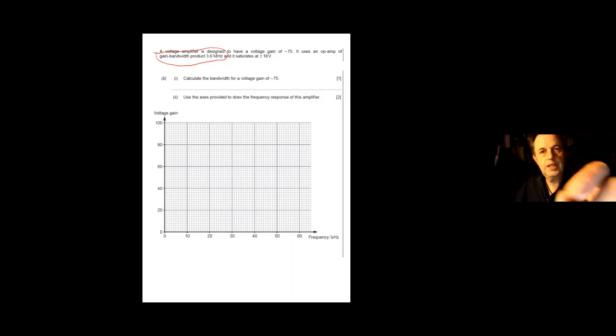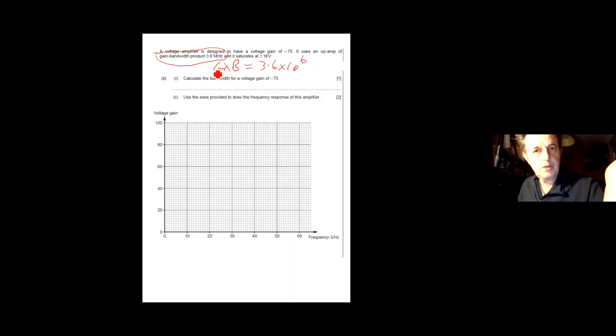You've got a voltage amplifier designed to give you -75 and gives you a gain bandwidth product of 3.6 megahertz, and it saturates at 18 volts. So calculate the bandwidth. Gain multiplied by the bandwidth will give you 3.6 megahertz, so 3.6 times 10 to the power of 6. If you substitute in the gain to work out the bandwidth, that gain will now be 75.